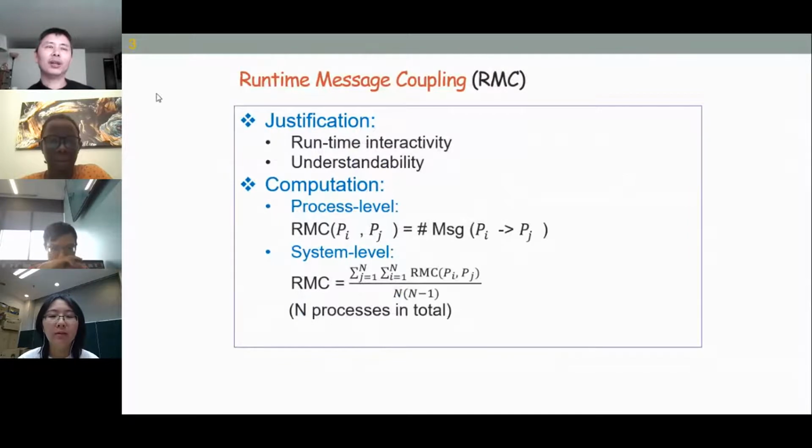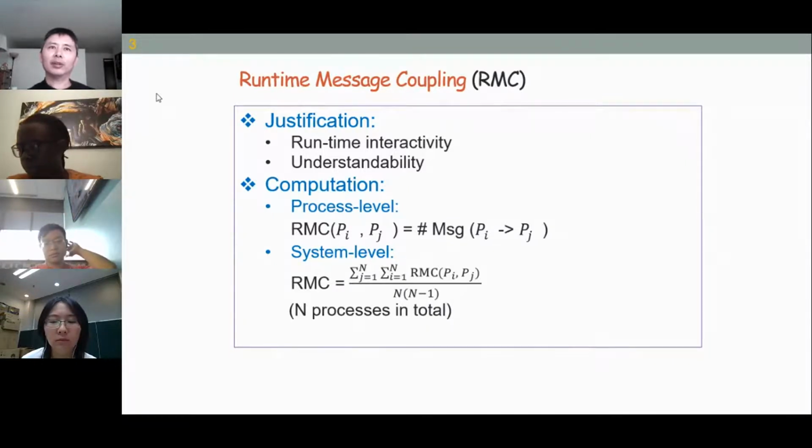First, let's look at the RMC. In distributed systems, there are many messages passing among components. RMC measures the runtime message coupling. The more messages, the higher RMC. It indicates the runtime interactive activity among system components and communication cores. It could be used for assessing the understandability of distributed systems.